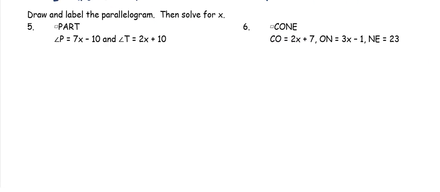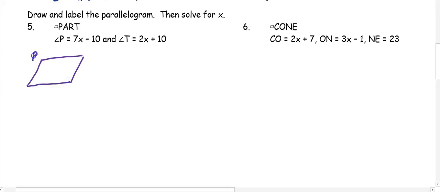Draw and label the parallelogram and then solve for x. So remember to be careful when we're labeling our parallelogram. If I have a parallelogram PART, I need to go clockwise or counterclockwise to label. So I'm going to say P, A, R, T. And then I'm going to label what they give me. So they give me that angle P is 7x minus 10, and that angle T is 2x plus 10.